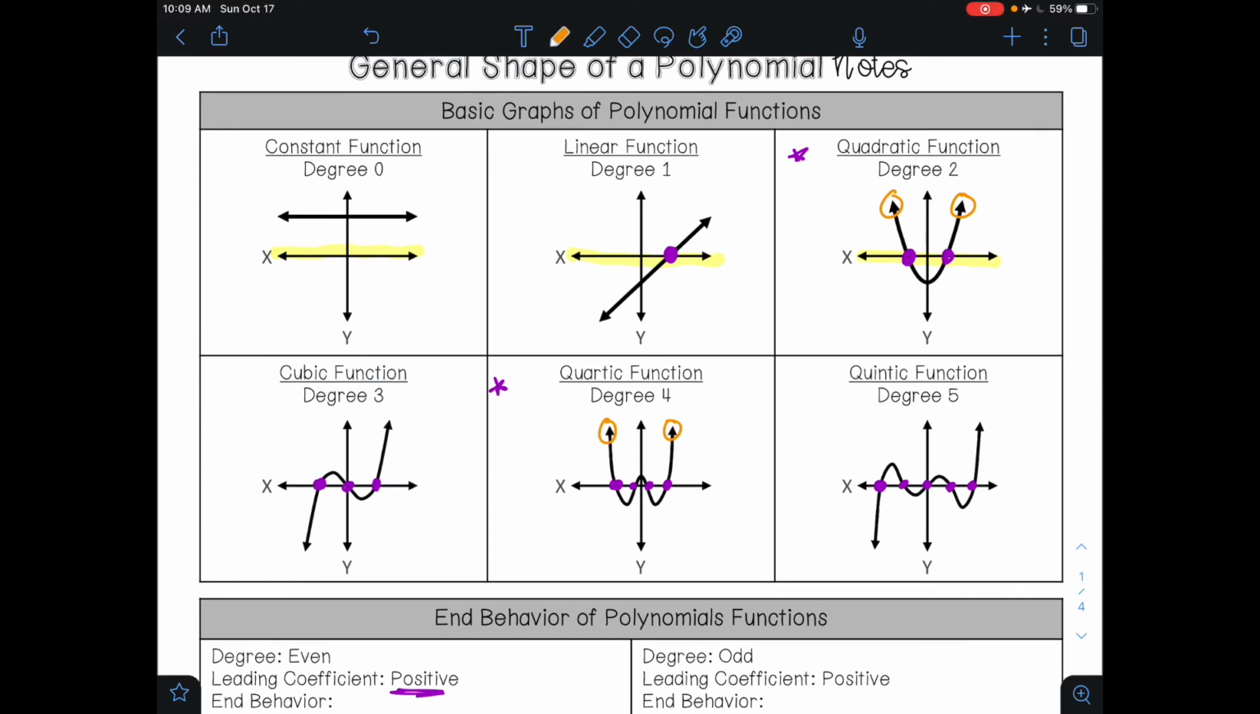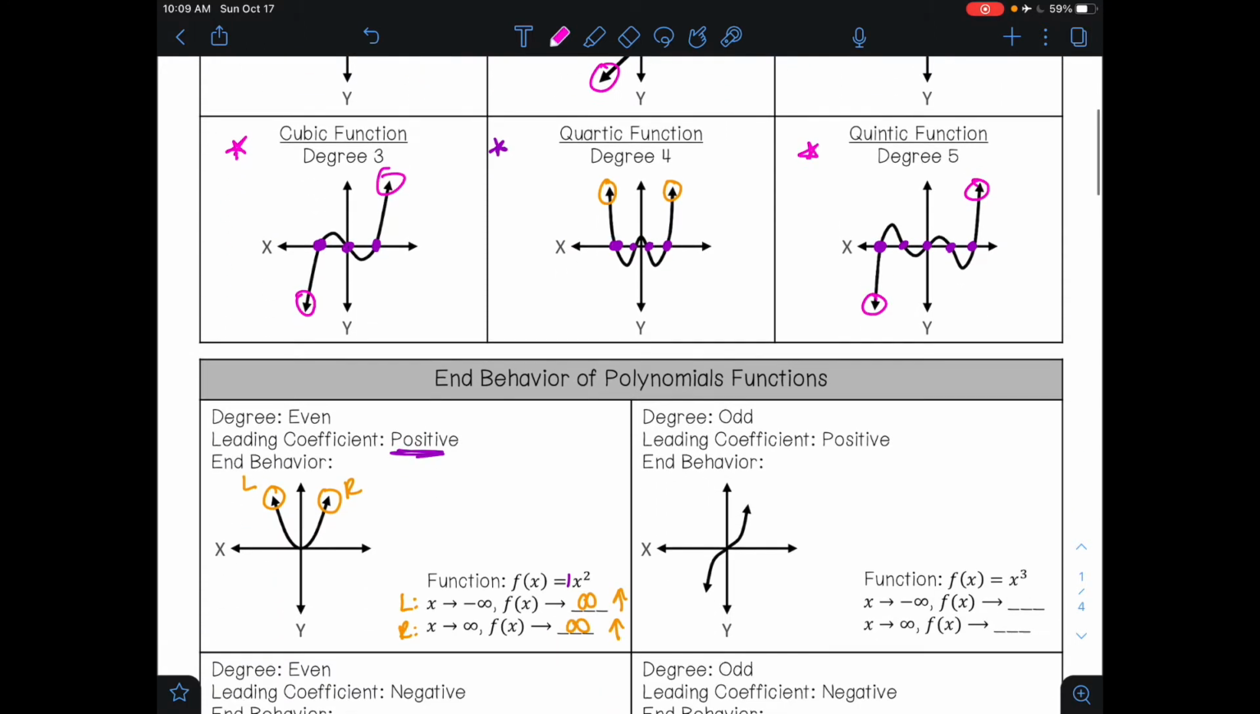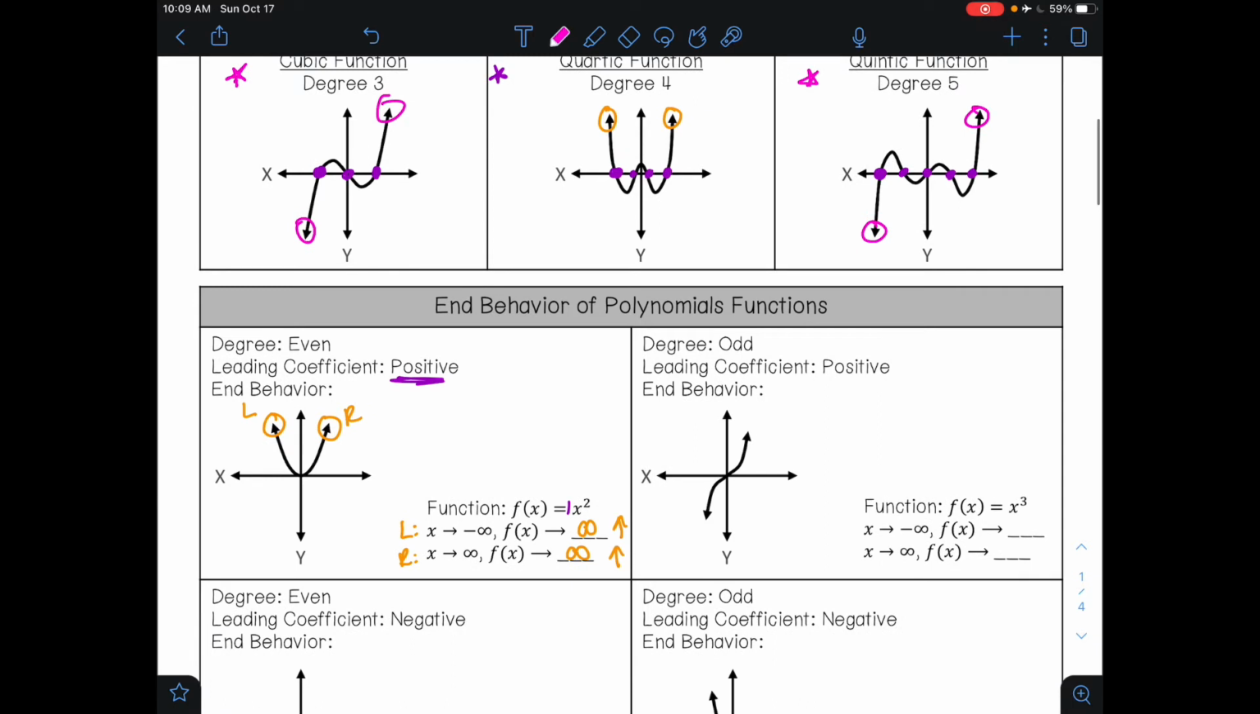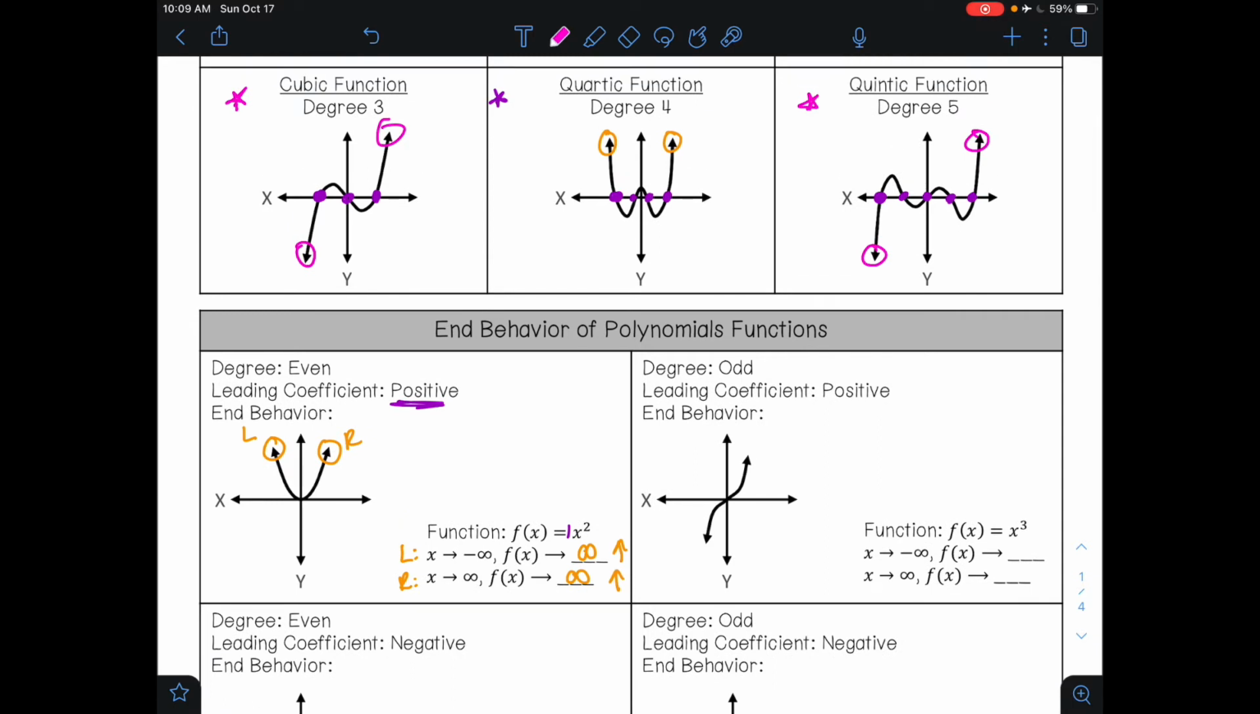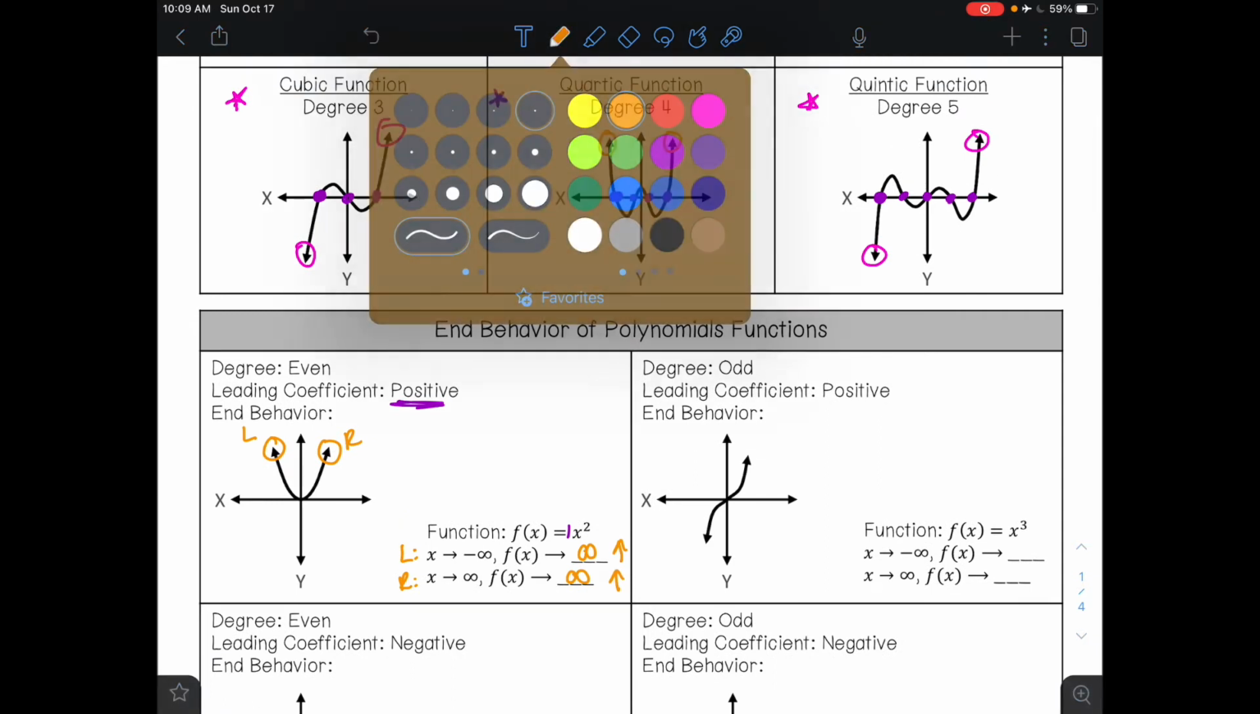My odd functions, let me use a different color, are linear, cubic, and quintic. Left side is down, right side is up. So it doesn't matter, if your degree is odd and your leading coefficient is positive, then your end behavior is always going to look like this. So let's see what this one looks like.